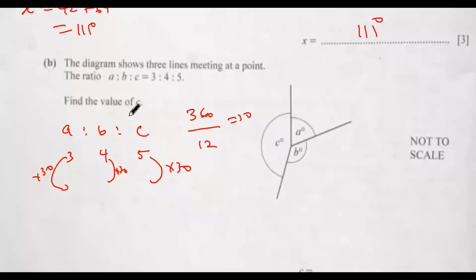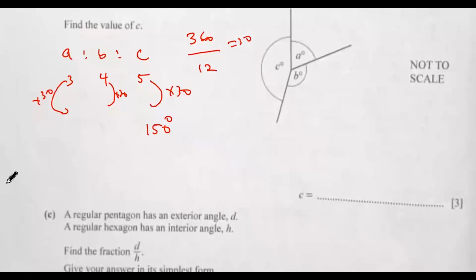So we want to find the value of C. So we need to do 5 times 30. That will be 150 degrees. So that will be the value of C, 150 degrees. So let's scroll down for part C.